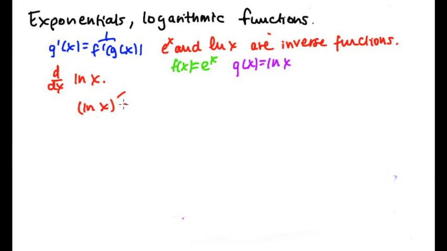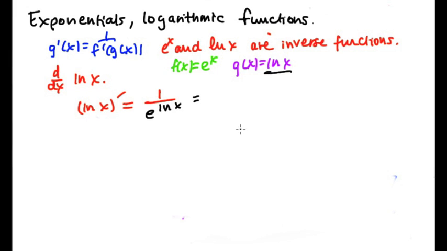The derivative of natural log of x is going to be equal to 1 over f prime of g of x. So it's the derivative of e to the x, but instead of x, we're replacing it by g of x, which is natural log of x. What's the derivative of e to the x? That's e to the x, just itself. So f prime of g of x is going to be e to the ln of x. That's a bit of that chain rule. It brings a bit of those chain rule skills into play when you're talking about f prime of g of x.